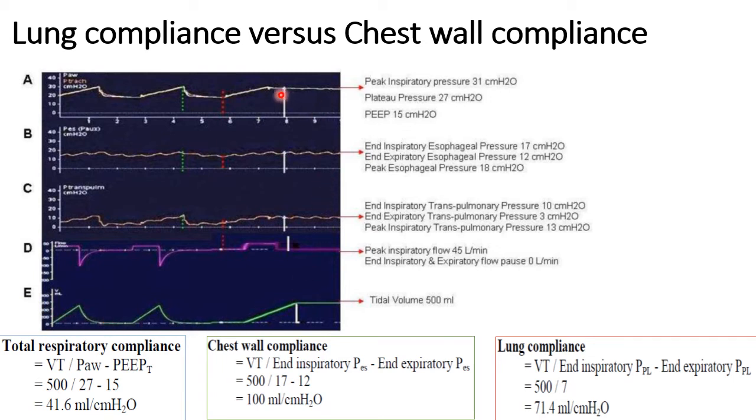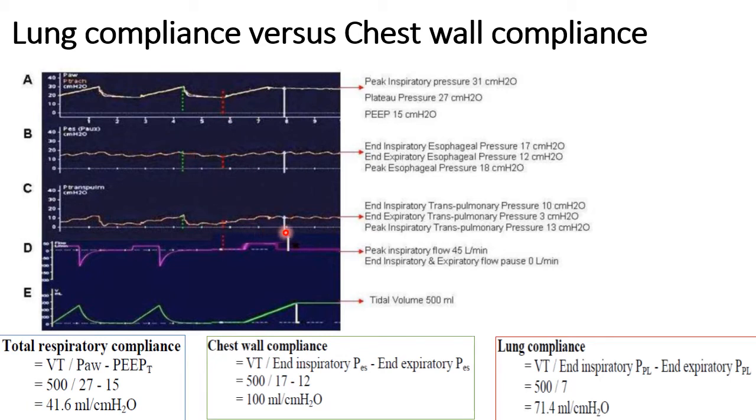So you would notice that we put an inspiratory pause here. We have the peak inspiratory pressure here. In this example, it's 31 centimeter water. We put an inspiratory pause and we got a plateau pressure of 27 centimeter water, and the total PEEP is 15. And if you notice here, there's an expiratory pause, so the total PEEP is 15. And the esophageal pressure with the same maneuvers, end inspiratory esophageal pressure is about 17. The end expiratory esophageal pressure, those red dots, is 12. And the peak esophageal pressure is 18.